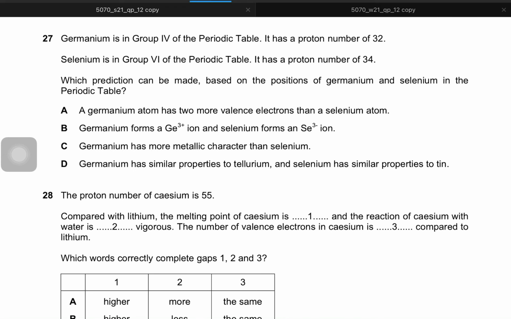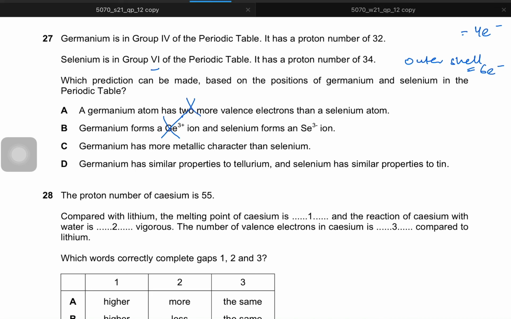Germanium atom has 2 more valence electrons than a selenium atom. So when you talk about it, selenium is in group 6. Outer shell has 6 electrons, and germanium has an outer shell with 4 electrons. So it says germanium atom has 2 more valence electrons. That is not true. Rather, selenium has more. Germanium atom forms a Ge3+ ion. No, sorry, it's in group 4. It doesn't make 3+.